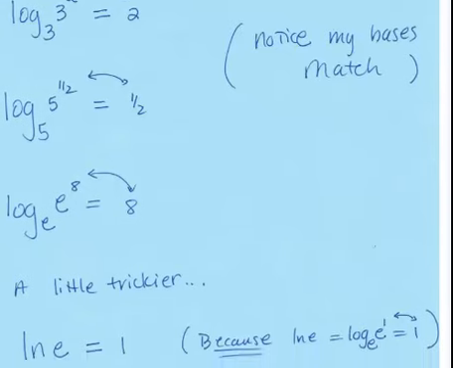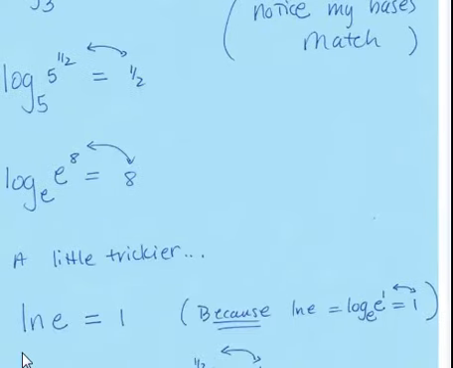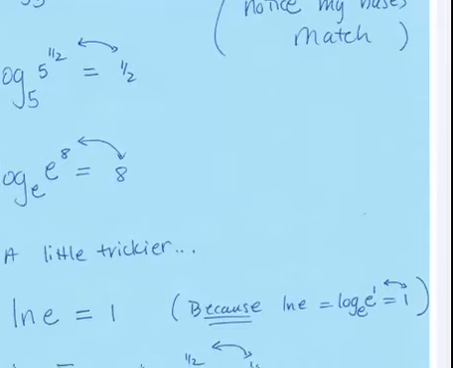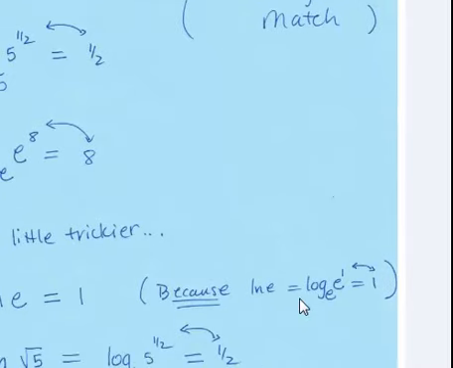Let's look at something that's a little trickier. If I have ln of e, which we know to be the natural log of e, that is equal to 1 by the same principles. And let's see why. Well, the natural log of e is really the log base e of e, and that really means I'm raising e to that first power, so I really have the log base e of e to the 1, which we know equals 1.